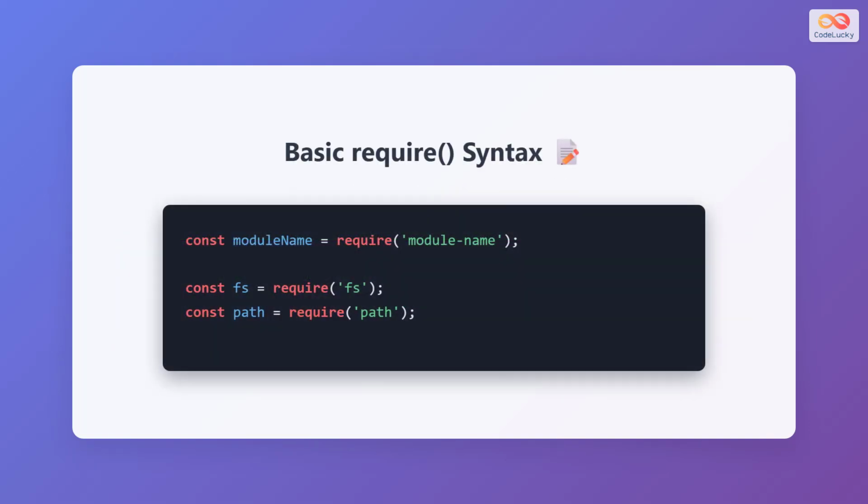Let's look at the basic syntax of the require function. You typically use it like this: const moduleName = require('moduleName'). Here you're assigning the exported content of a module to a constant variable. For example, to load the file system module, you would write const fs = require('fs'). Similarly, to load the path module, you would write const path = require('path').